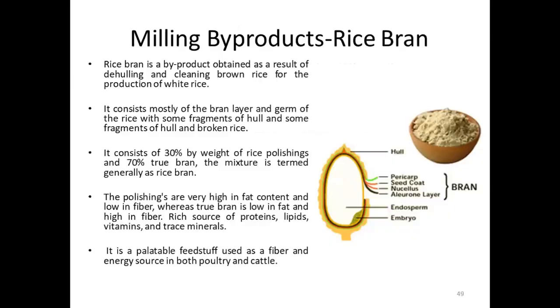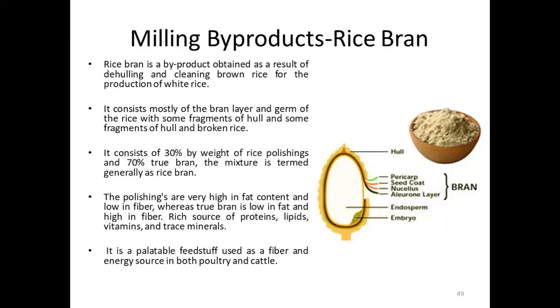Similarly, the byproducts like rice bran. Looking at the structure of the rice grain, the outer cover is the hull, then pericarp, seed coat, nucleus, aleurone layer, endosperm, and embryo. Except for the hull, the pericarp, seed coat, nucleus, and aleurone layer all comprise the bran. In common terms, we use rice bran and rice polish. If there are these components, that is bran, and if the very fine inner layer is separated, that can be called polish. But generally, we use only one term, bran.